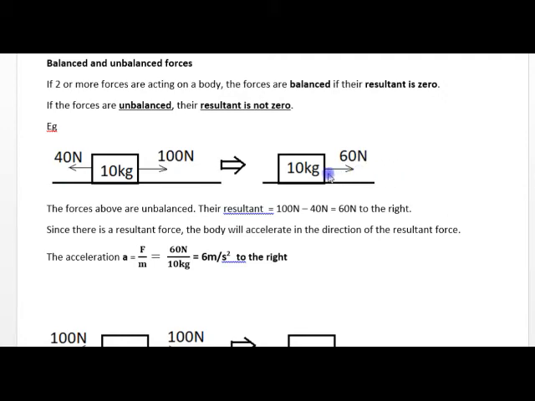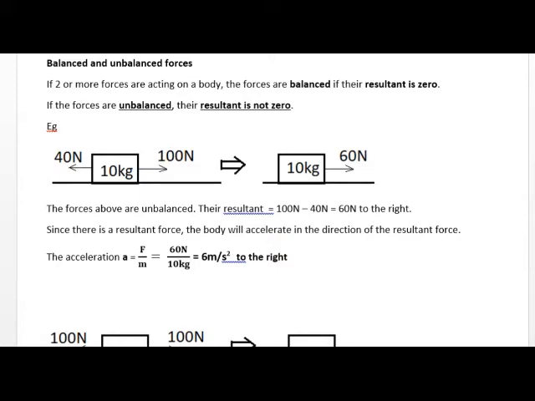To calculate the acceleration, we have Newton's second law. A is equal to F over m. The force is 60, we calculated. The mass is 10. So the acceleration is 6 meters per second squared to the right. So, when forces are not balanced, there is a resultant force and the body will accelerate.